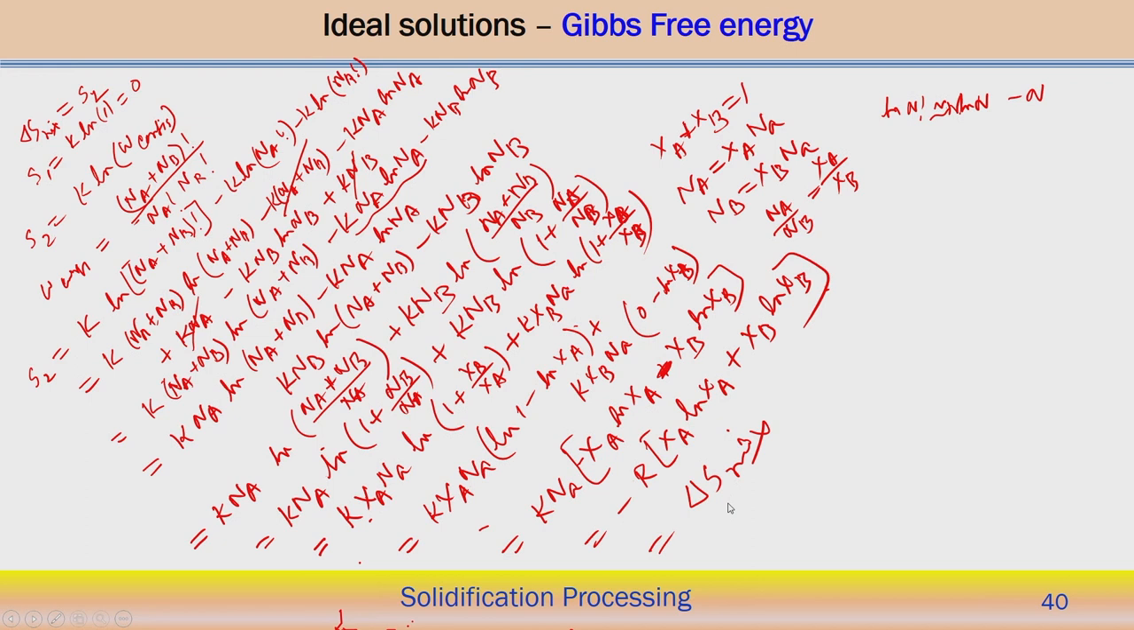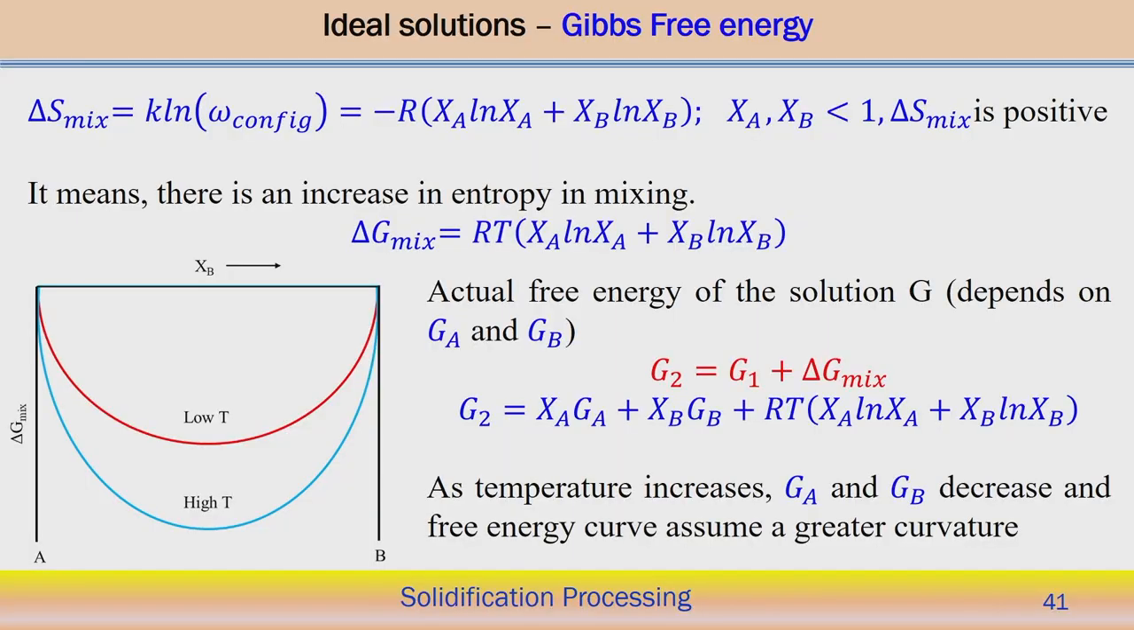Okay. So once you get this expression for delta S mix, that means the configurational entropy for the ideal solution, then we can finally write delta S mix equal to k ln omega, the configurational entropy that we have already seen, and here by calculation equal to minus R (x_A ln x_A + x_B ln x_B). So here we know that x_A and x_B are fractions, so they are always less than 1. Therefore, the logarithm of a number less than 1 is a negative quantity, so finally delta S mix becomes positive. So here delta S mix is positive.